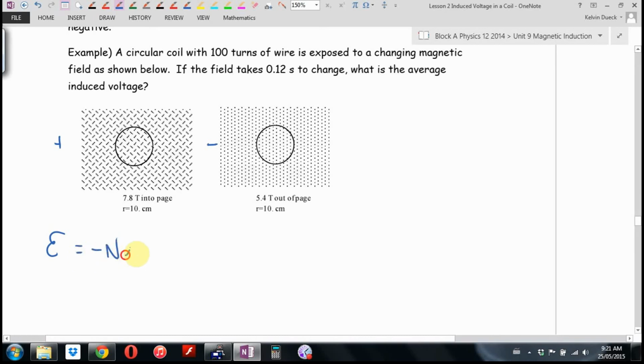Negative N change. Why negative? Flux over change in time. Over here, let's list my data. N equals 100. T equals 0.12. Okay. Flux final is not 0. It's going to be B times A. It's going to be B final. That's what's changing. Times A. Right? Jake, what's my final magnetic field?